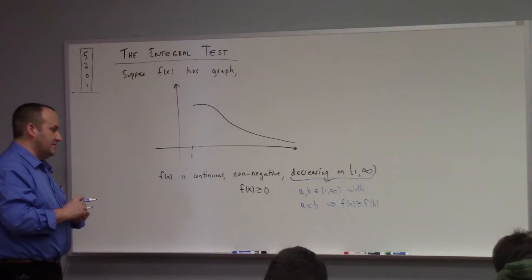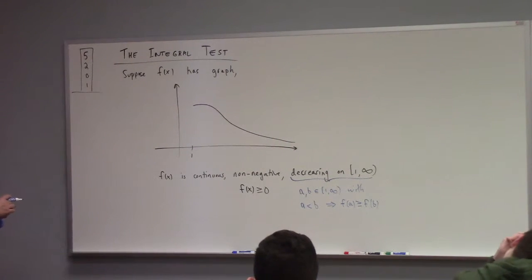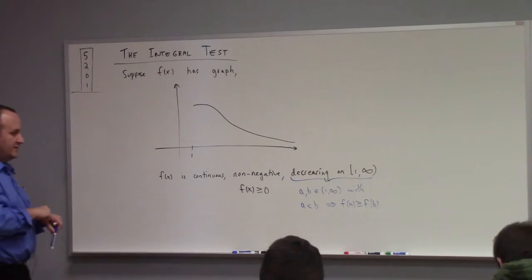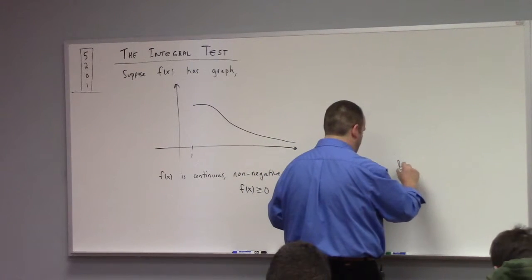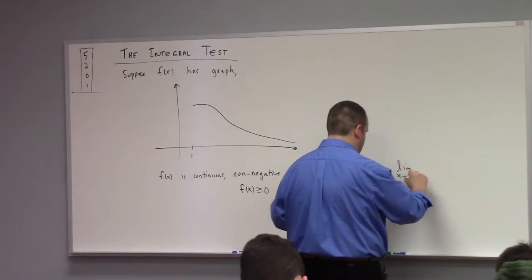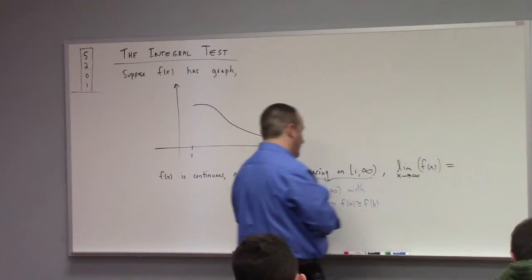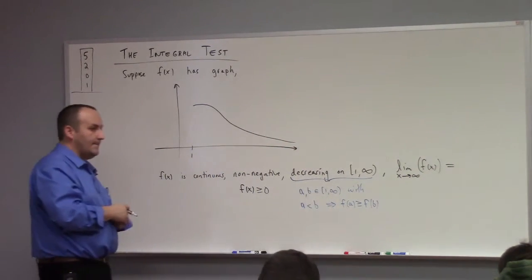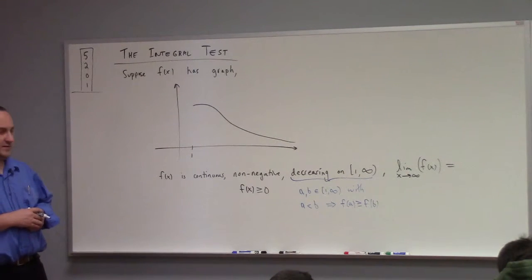Although technically, since that allows equality for all a and b like that, I probably should throw in another condition, which is the limit as x goes to infinity of f of x equal to what? What would we like? 0, I think, yeah?